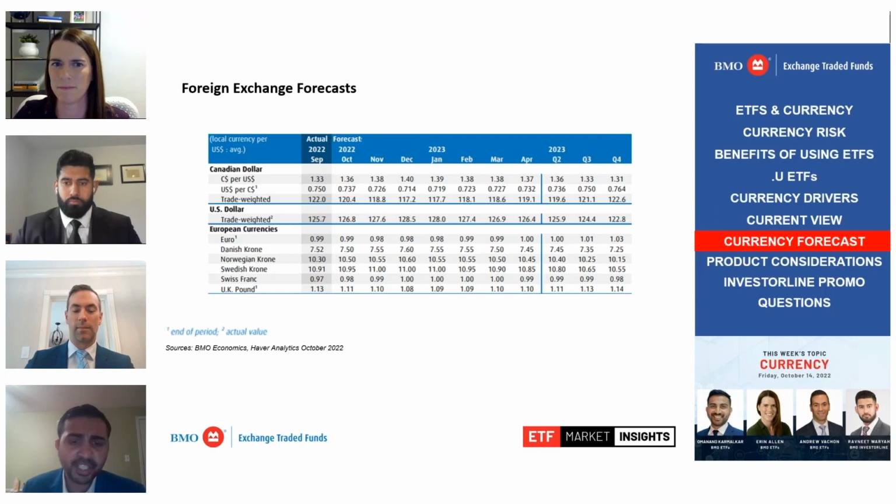On the European side, you can see even in the long term that there's a lot of structural issues in that region. There's the war, there's just EU debt within the union. So you can see there's a lot of structural issues there. So that's why, even in 2023, you can see the currency forecast doesn't appreciate as much as the Canadian dollar does. And if you look at the euro, it appreciates very slightly from 0.99 to 1.01.